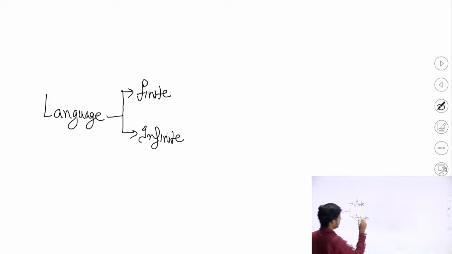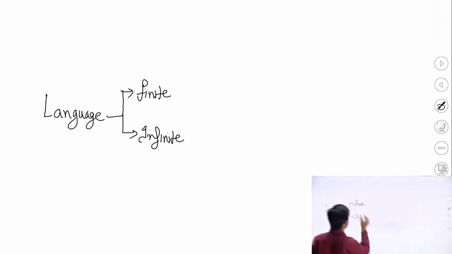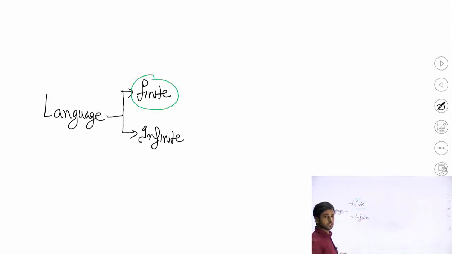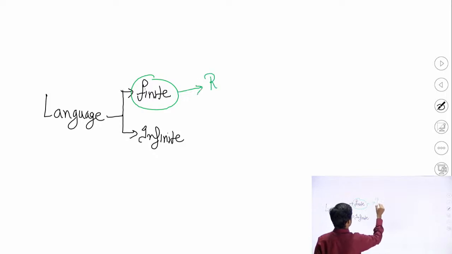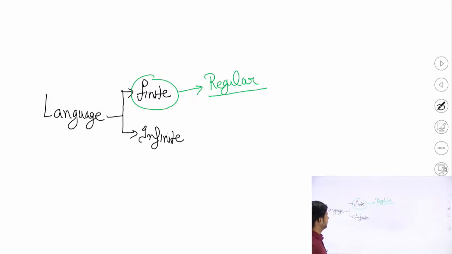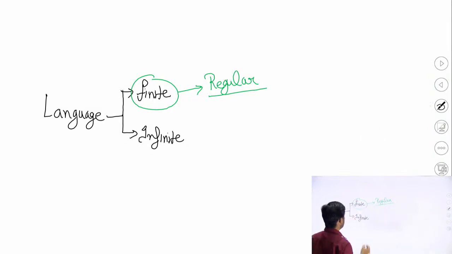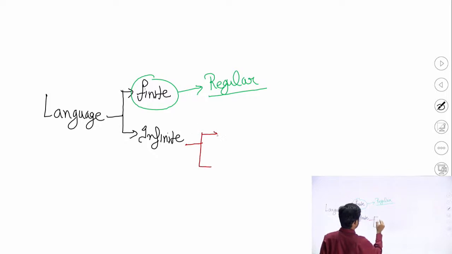If a language is finite, then it must be regular, so there is no issue. If a language is finite, then the language is a regular language. The problem arises when the language is infinite. If the language is infinite, then there can be two conditions.